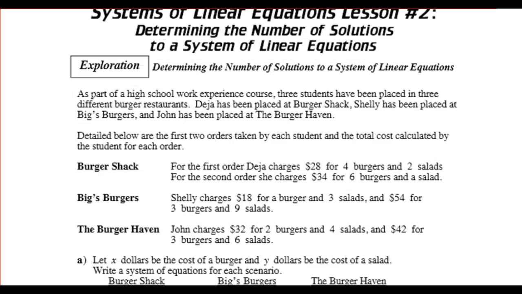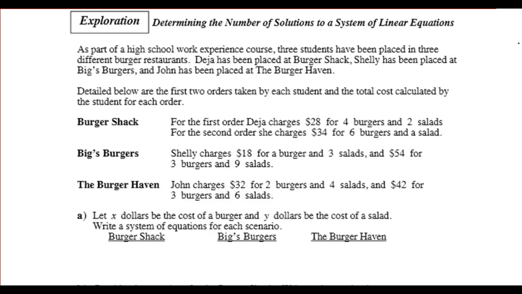Okay, so let's see what happened at Burger Shack. The first order for Deja was $28, and that was for 4 burgers and 2 salads. The second order was $34 for 6 burgers and 1 salad. At Big's Burgers, Shelly charged $18 for a burger and 3 salads and $54 for 3 burgers and 9 salads. And then John, finally, at Burger Heaven, charged $32 for 2 burgers and 4 salads and $42 for 3 burgers and 6 salads.